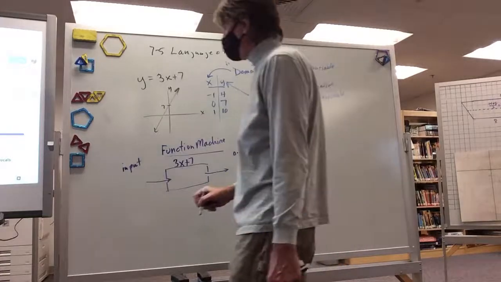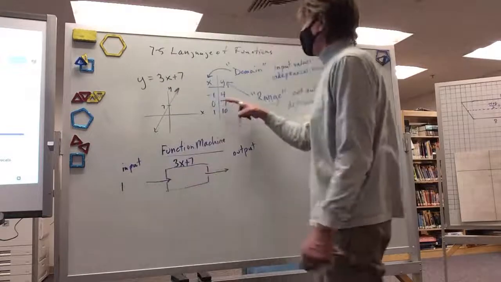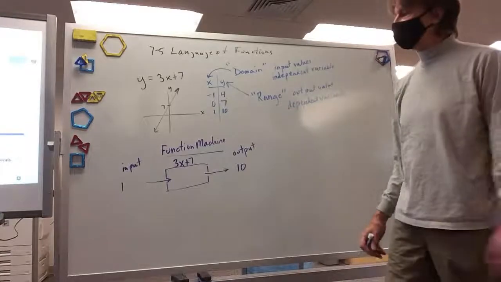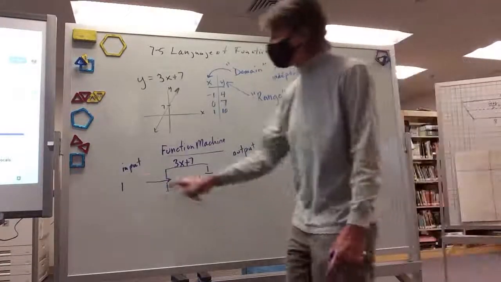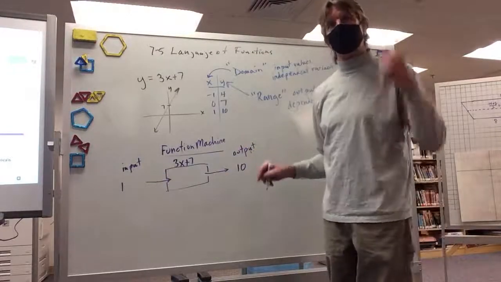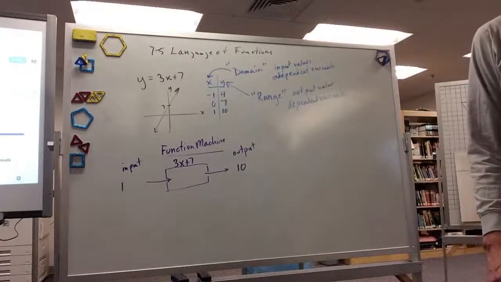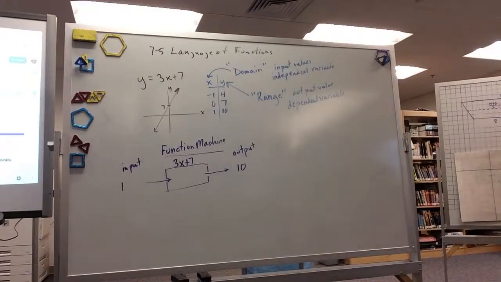And with a function machine, if I take the number 1 and I put it in, I'm going to get 10 out. If I take the number 0 and I put it in, I'm going to get a 7 out. So whatever it is that I put in here, I only get one number out. That's what makes something a function. So if a relationship is a function, that means that you only can have one possible answer for each input.